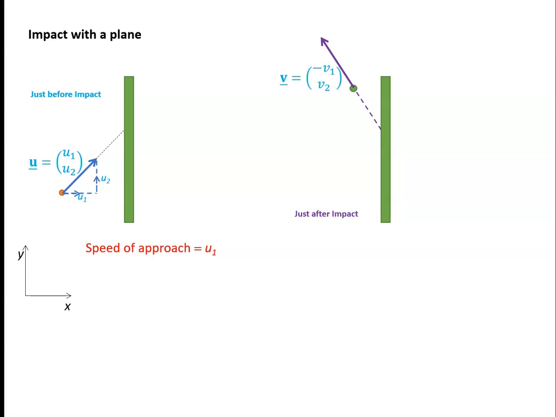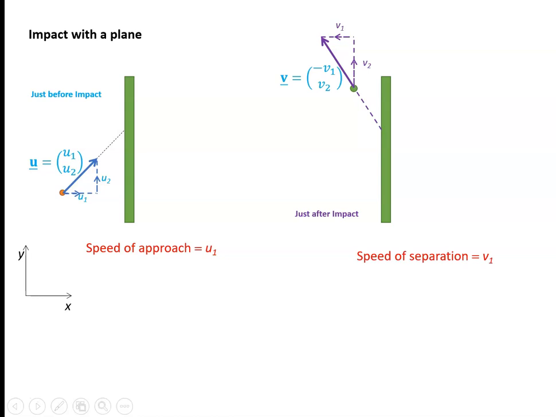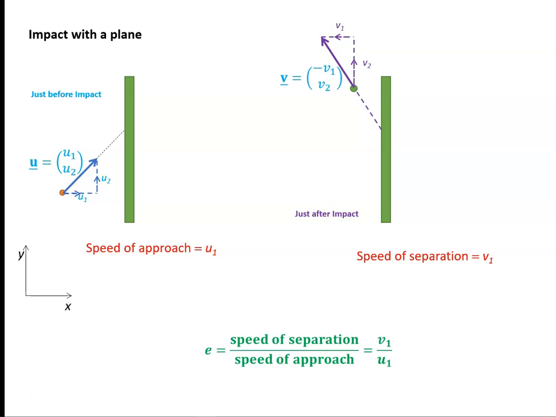Just after the impact, the particle will be moving away from the wall, so we can suppose that the particle has a velocity vector of (-v1, v2), with minus v1 in the x direction and v2 in the y direction, which means that we can say that the speed of separation is v1. In this case then we have E is the speed of separation divided by the speed of approach, so that is v1 divided by u1.